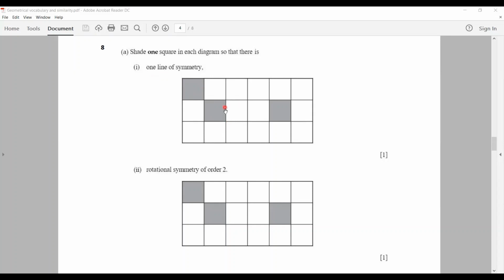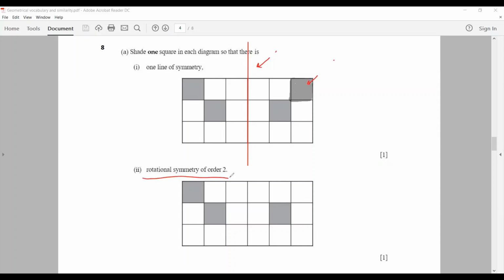I want this part to be mirrored with this part, so it's obvious what I need to do. I have to shade this square, and the line of symmetry is basically this line now. Okay, they didn't ask us to draw the line of symmetry, so if you don't draw this, it's fine, but you have to definitely shade this square.